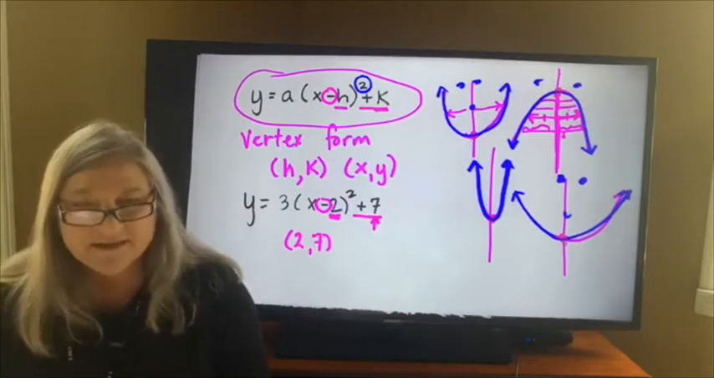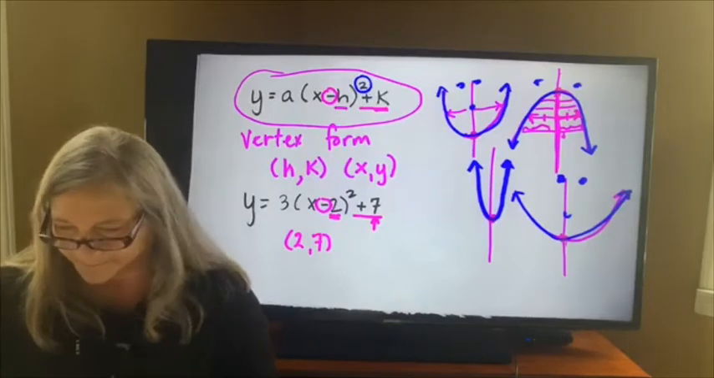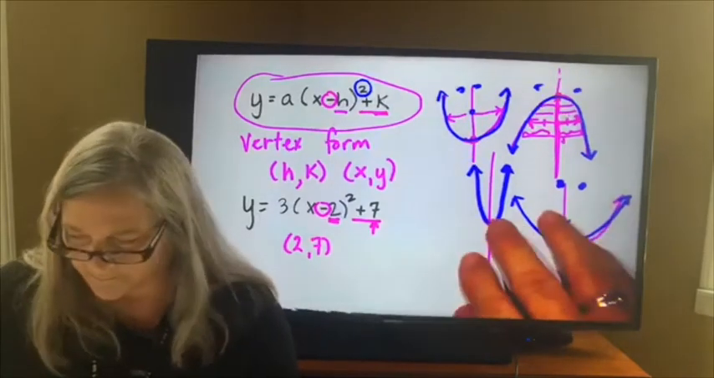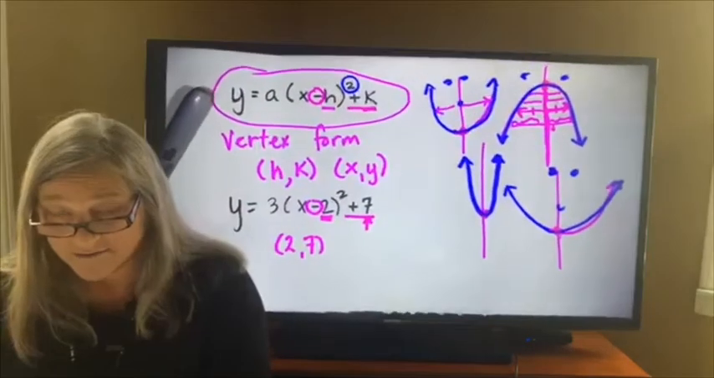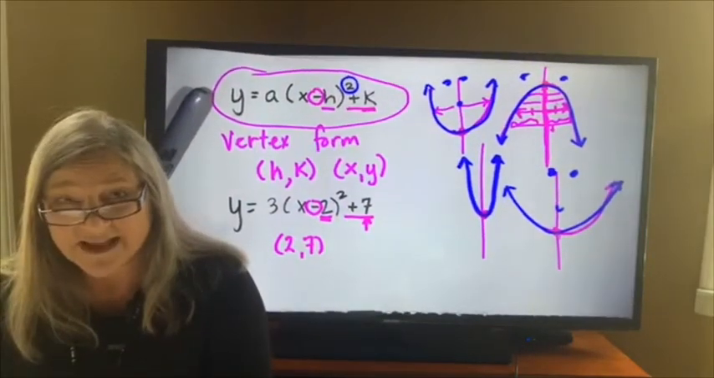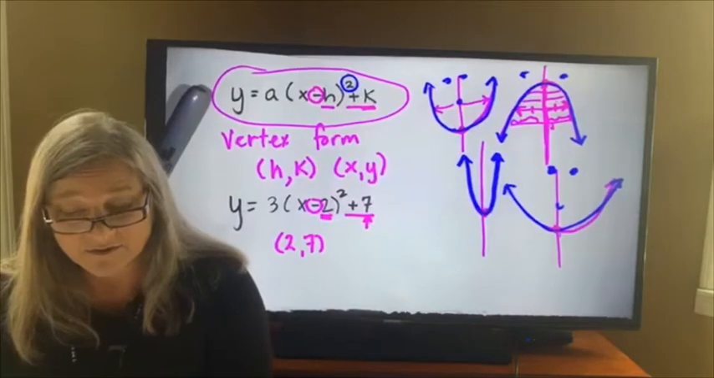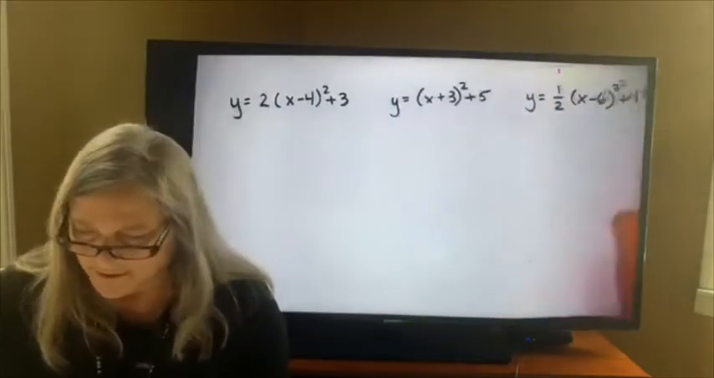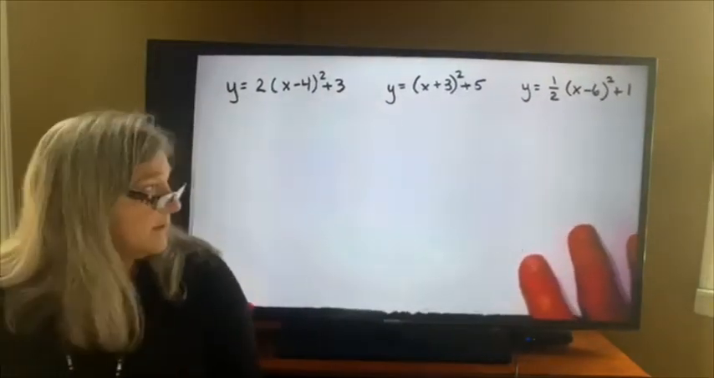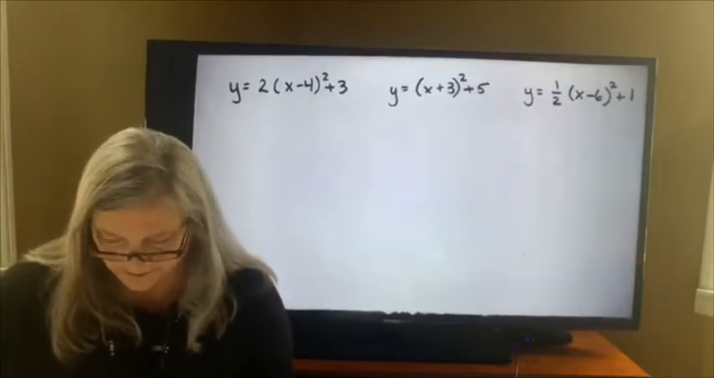Now let me show you why that 2, 7 is important. So this is again how you find the vertex. Now we're going to do one where we actually use the vertex and a coordinate plane to graph it. We're going to do 3 of them. So let's look at these first.